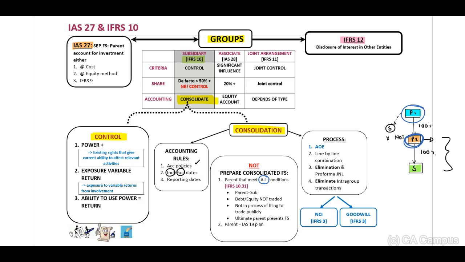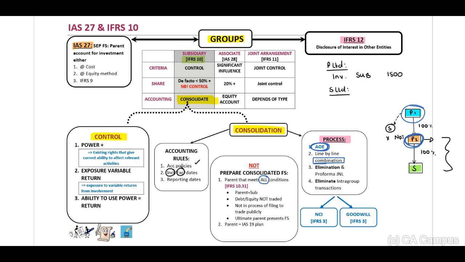Right. Then in terms of the process, a very basic example provided to our full program students. My step number 1, I prefer to make use of my analysis of owner's equity. It just helps me to ensure that I follow the process and that I do include all of the relevant details. Then a line-by-line combination. Now, what does this mean? Okay, if I take this one step back, I have P Limited. P Limited has an investment, debit investment in the subsidiary, 1,500. Okay, and I have S Limited.